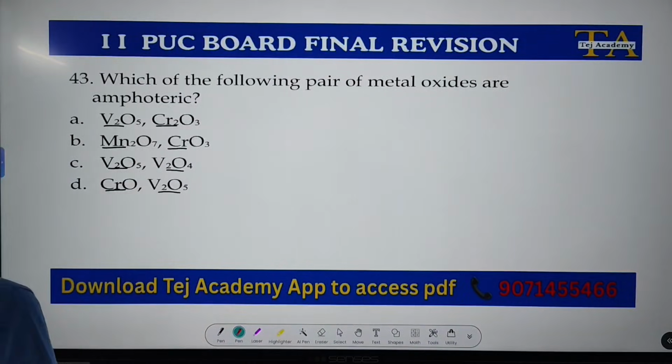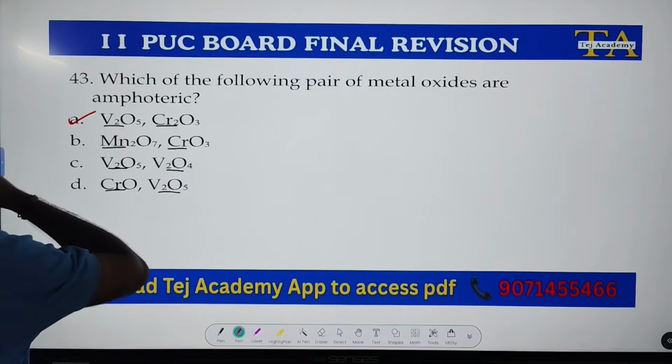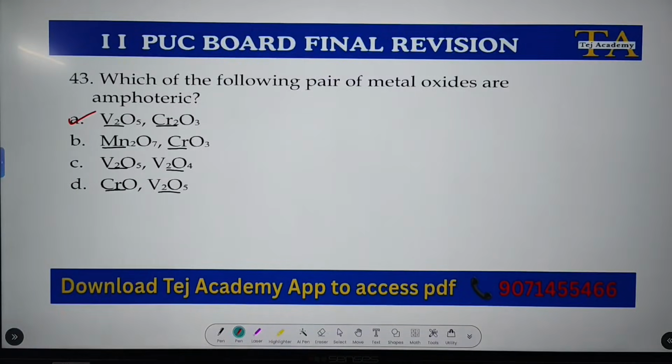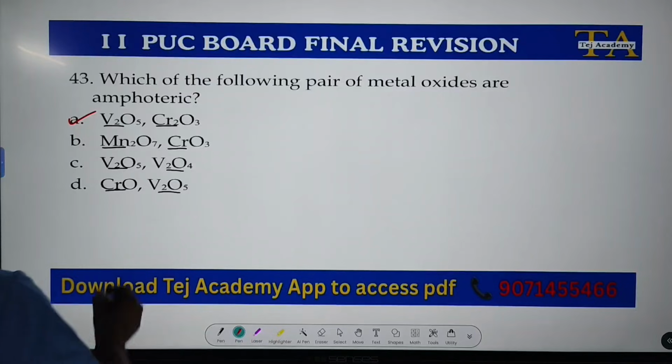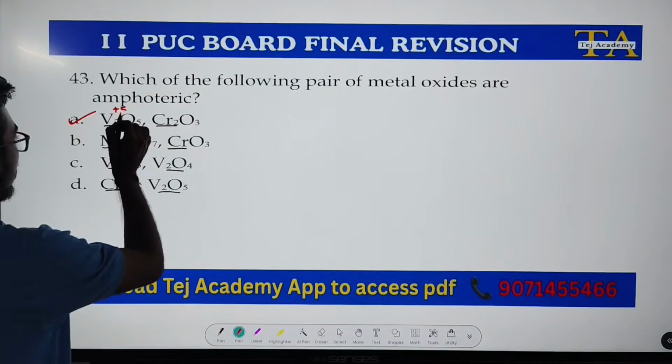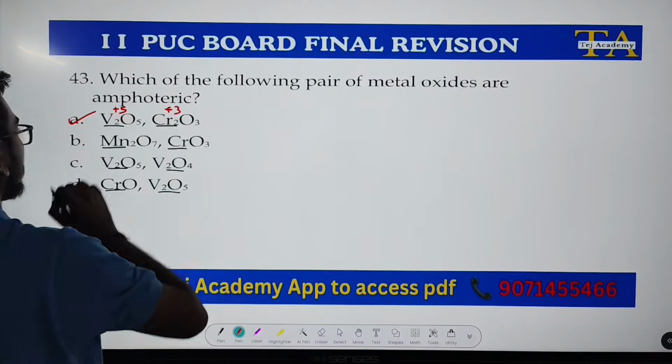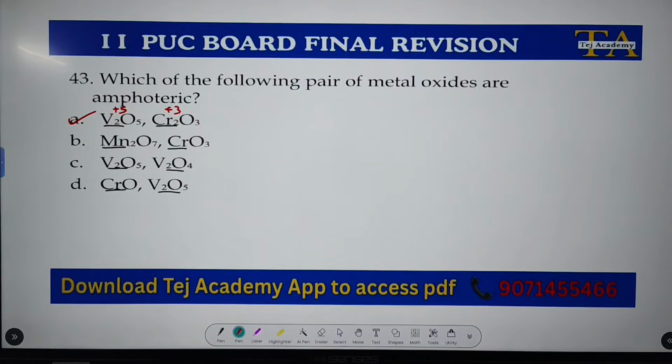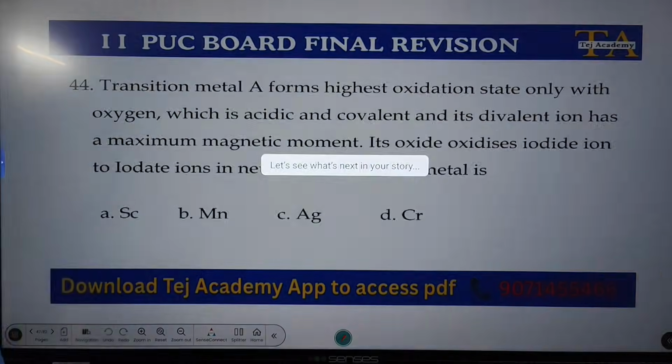If you observe option A, which has a moderate oxidation state, so plus 5 here, plus 3, it will show both acidic and basic characteristics. So option A is the right answer.